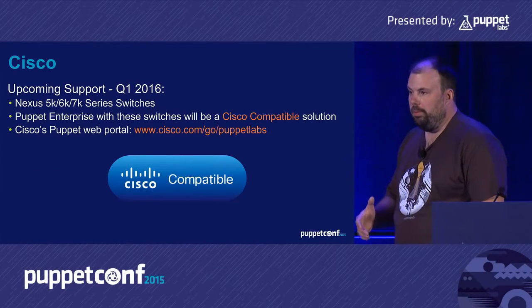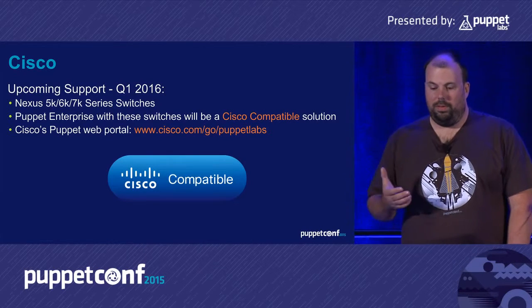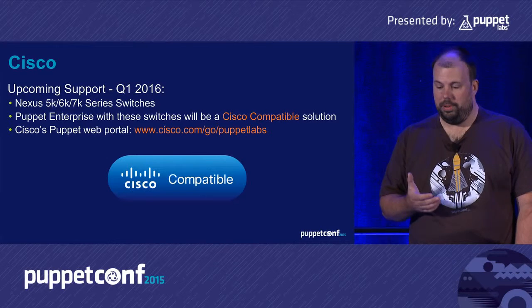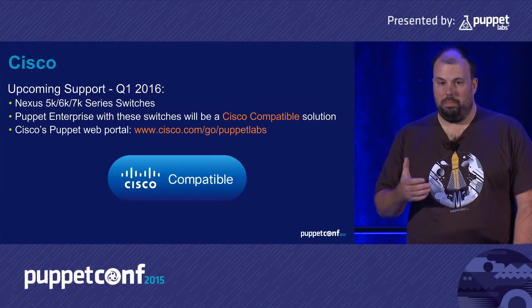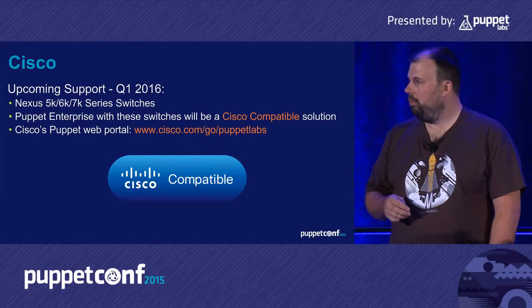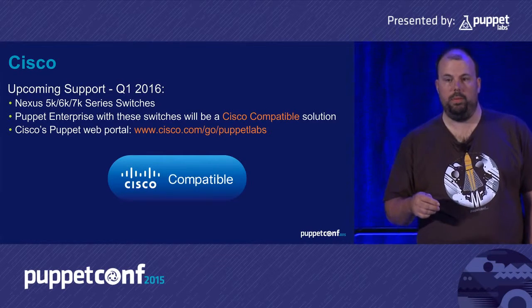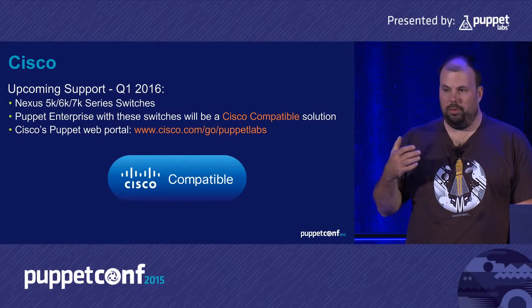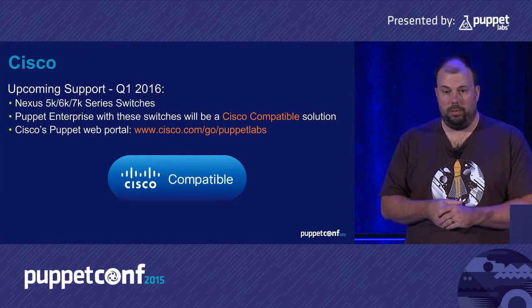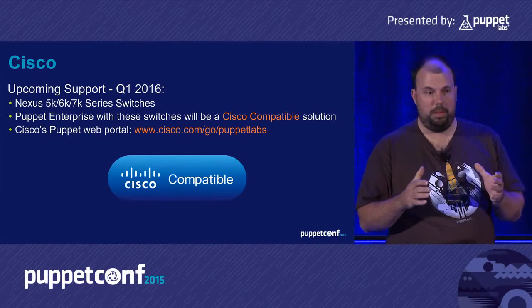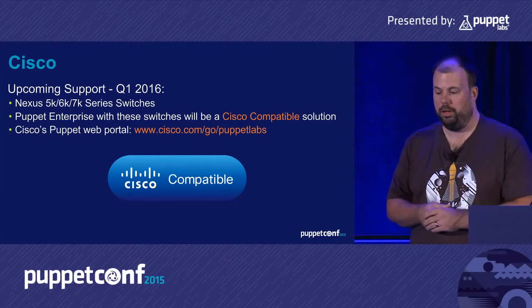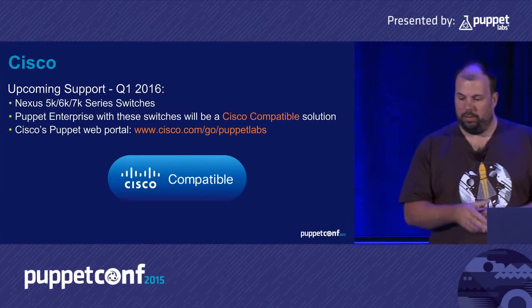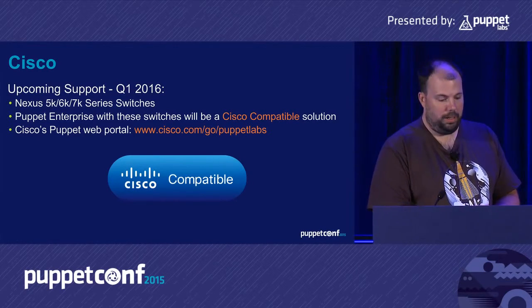Now, in terms of upcoming support, the Nexus 5K, 6K, and 7K series switches, which are awfully popular, those are well underway in terms of the work in progress, and we expect that to be ready in Q1 of next year. All these solutions, we've been partnering pretty closely with Cisco, and these are kind of considered Cisco-compatible solutions when you're working with Puppet Enterprise. And Cisco has a web portal you can go to learn more at cisco.com/go/Puppet Labs.